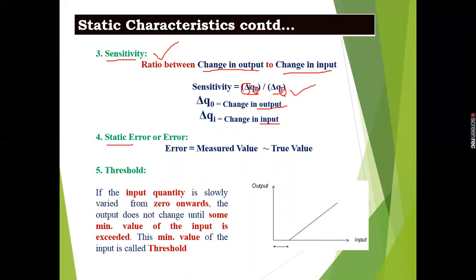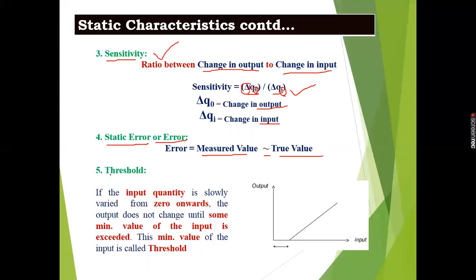Next one, coming to static error, or simply we can say error. Error equals measured value minus true value. True value is the predefined standard value.